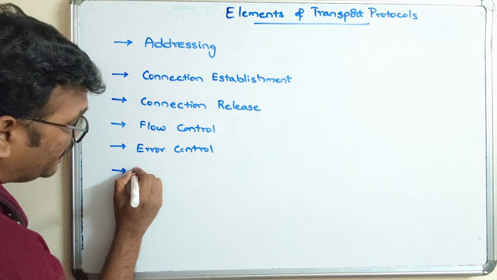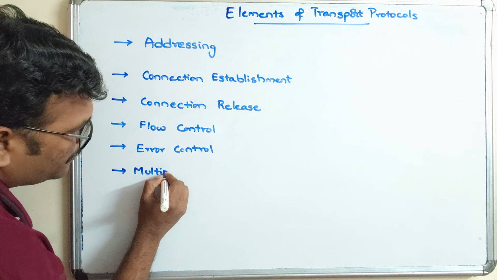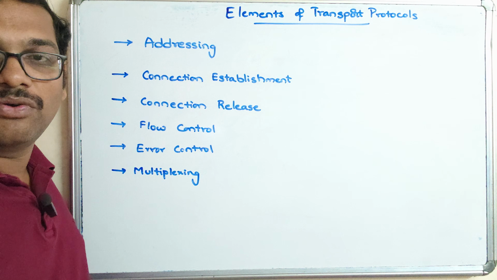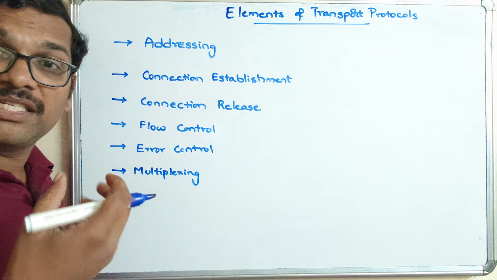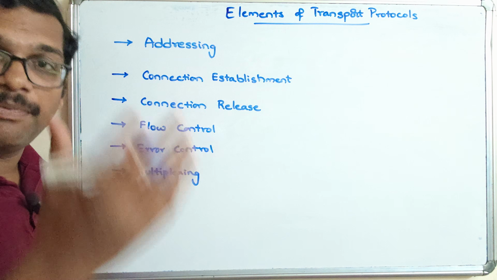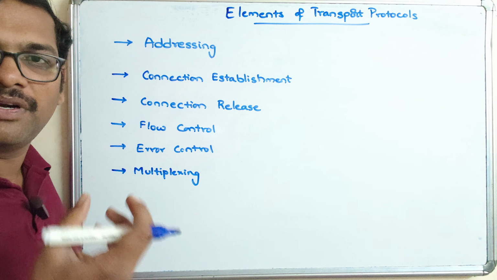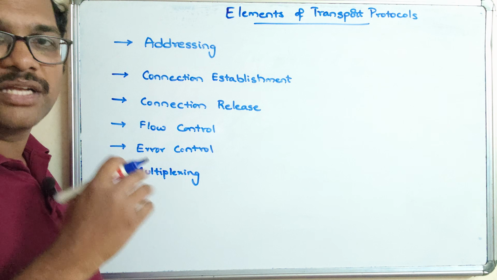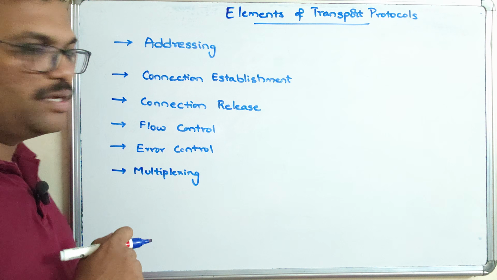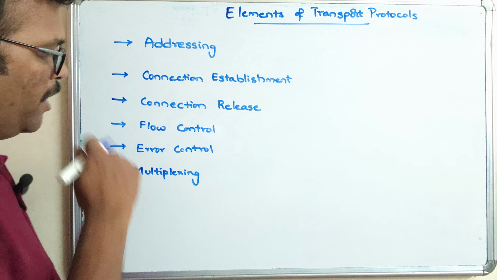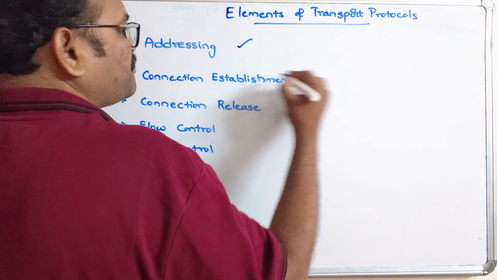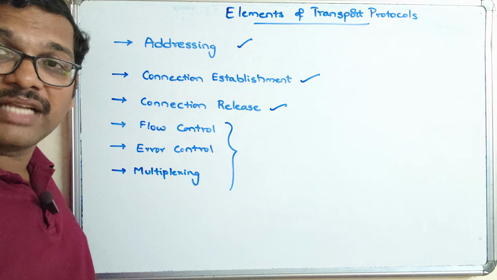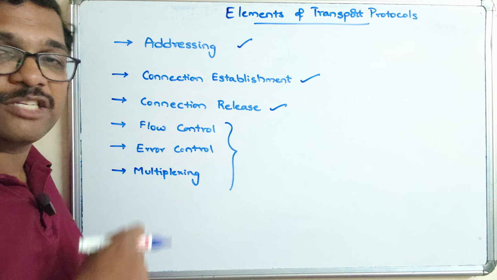And the next one, multiplexing. Multiplexing means we need to accept data from multiple applications at a time. Multiple applications can run in the system, so for multiple applications the data should be transferred without any error. That is called multiplexing: allowing data from multiple sources. So these are all the elements of transport protocol. I'll be concentrating on addressing, connection establishment, and connection release, because we have already seen the rest in the services of the transport layer.